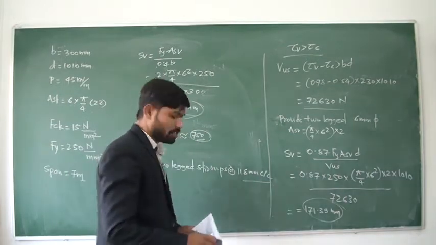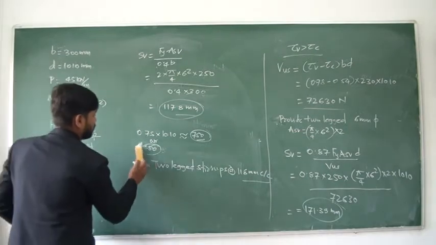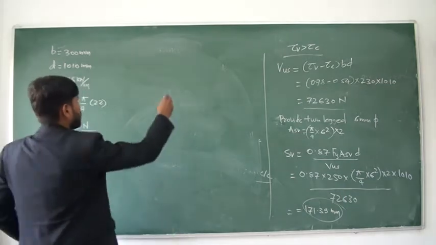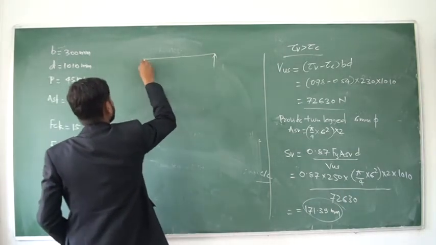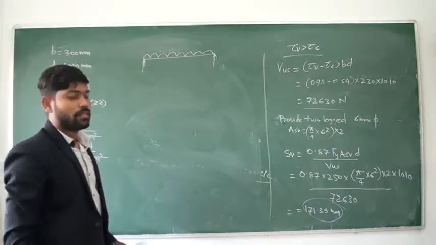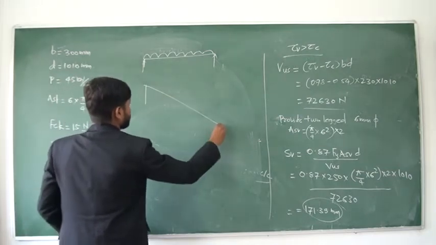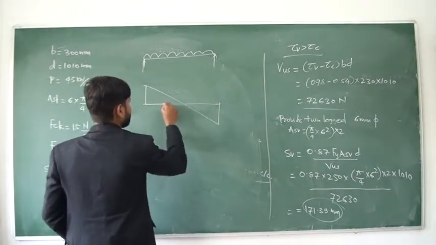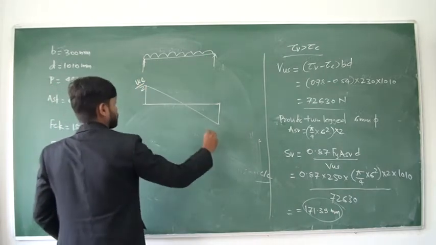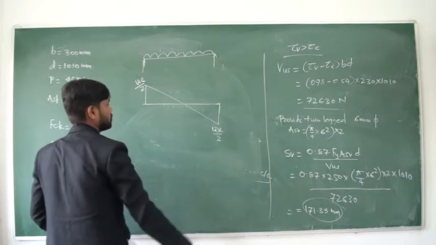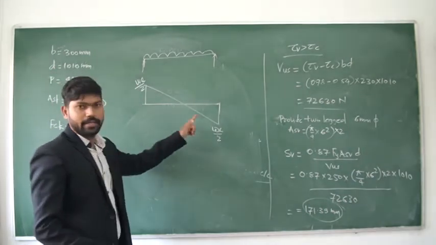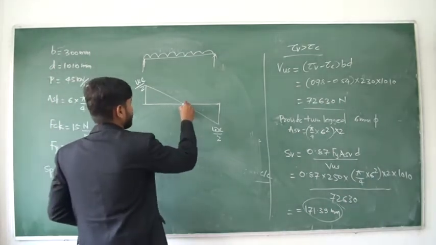reinforcement. Shear reinforcement means if you draw a shear force diagram for a particular beam, suppose this is a beam which is subjected to UDL. Now if you draw the shear force diagram for this beam, it will be like this. And the maximum shear is wL by 2 at the support. But what is the shear force at the center? It is 0.